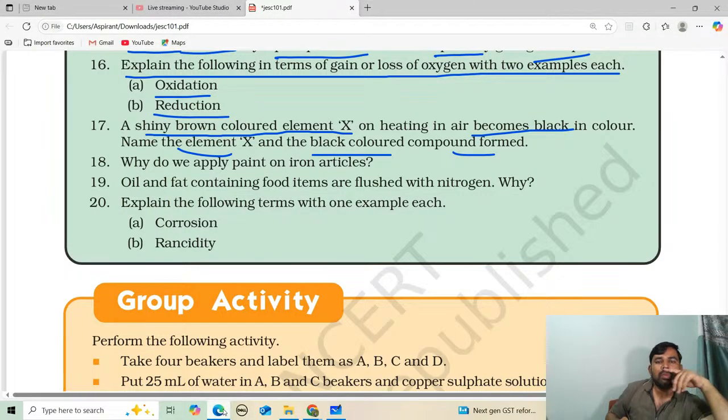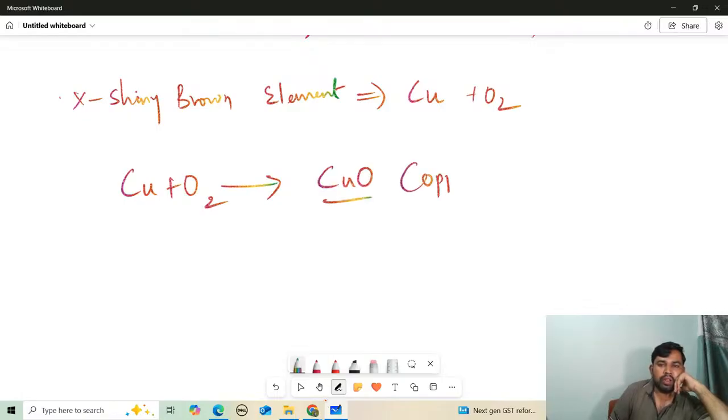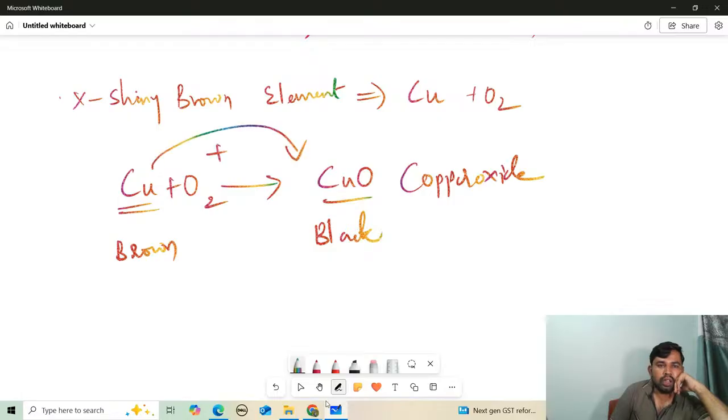Similarly, copper is heated in air. Heating in air means they are adding oxygen. So copper plus oxygen: the surface of the powder will become copper oxide. Copper oxide is black in color, while copper is brown. Can you guess what this process is? Oxygen is added here, so it is oxidation. Copper is undergoing oxidation.